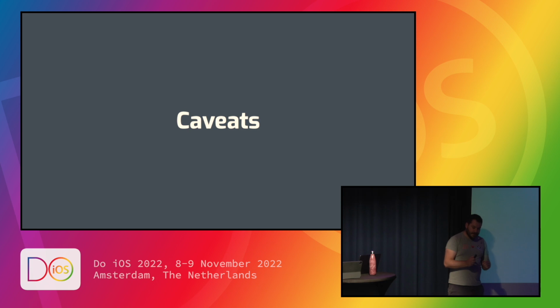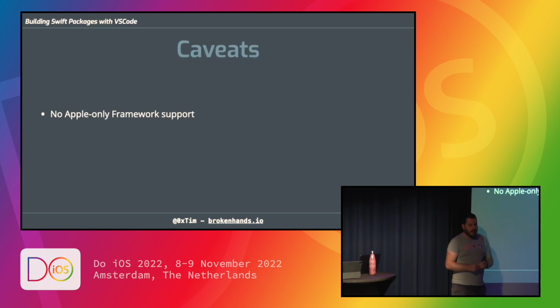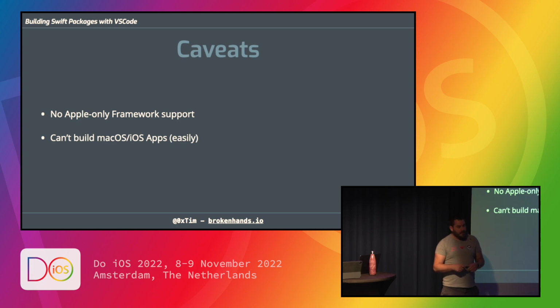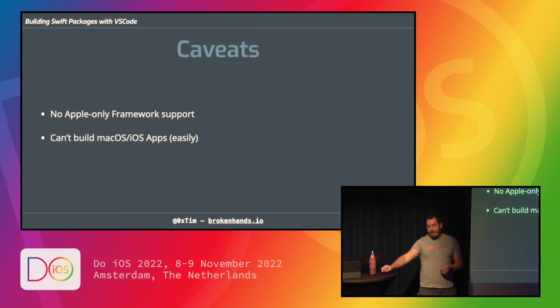So there are some caveats. The first is there's no Apple-only framework support. So if you're building stuff with UIKit or SwiftUI or Core Animation or AV Foundation, it's not a great experience at the moment. And you can't build macOS or iOS apps yet. We are doing some work on it. The latest is that there is some support for pulling in the symbols for different frameworks. So I believe now if you write the right incantation of compiler flags, you will get code completion and syntax highlighting for private frameworks.